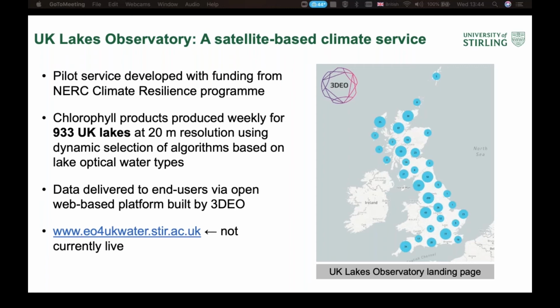This service provides chlorophyll products for 933 water bodies in the UK every week at 20 meters resolution using a dynamic selection of algorithms that Andrew mentioned earlier, this time specifically tuned for the UK, and I think Claire as well will go into further detail after the break. We provide the data to end users via a user-friendly web-based platform built by 3DO.